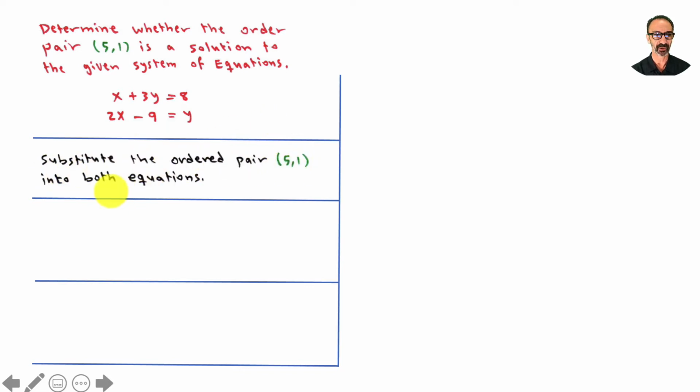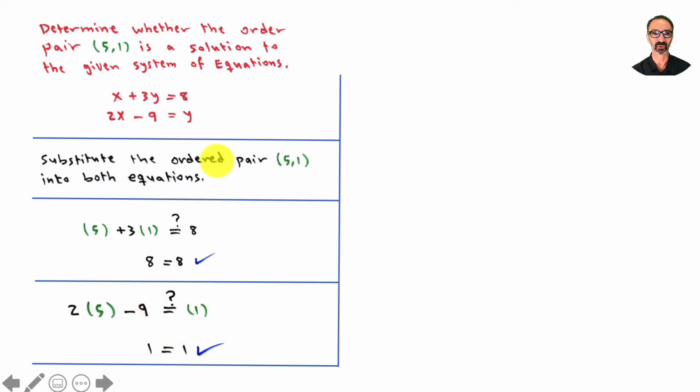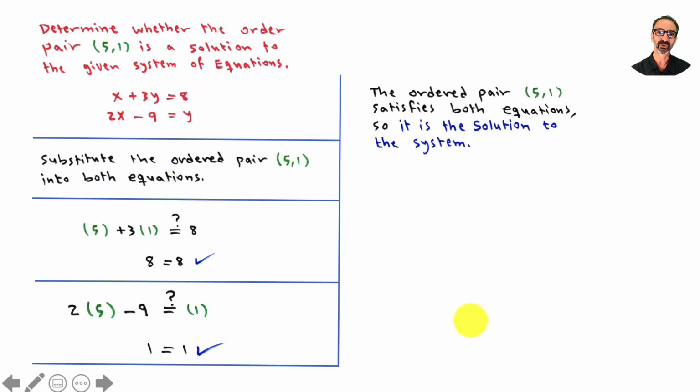Substitute the ordered pair 5, 1 into both equations. For the first one, we have 5 instead of x, and 3 times 1 for y, equals 8? We're trying to see if that is true. Yes, 5 plus 3 is 8, which is 8 on the right side. True. For the second one, I'm going to plug in 5 here and 1 here, and test it. 2 times 5 is 10, minus 9 is 1. Yes, it agrees with what we should expect, so the answer is yes. This means that the ordered pair 5, 1 satisfies both equations, so it is the solution to the system.